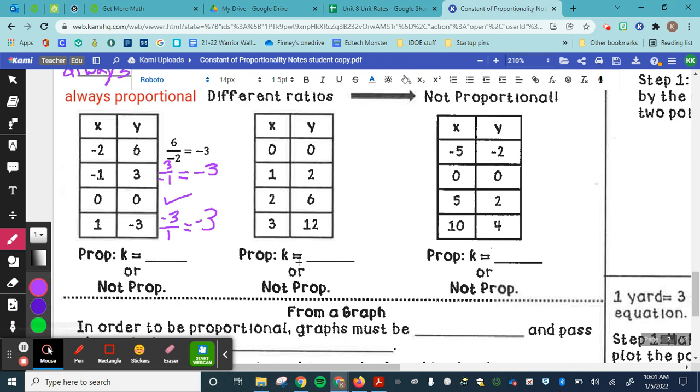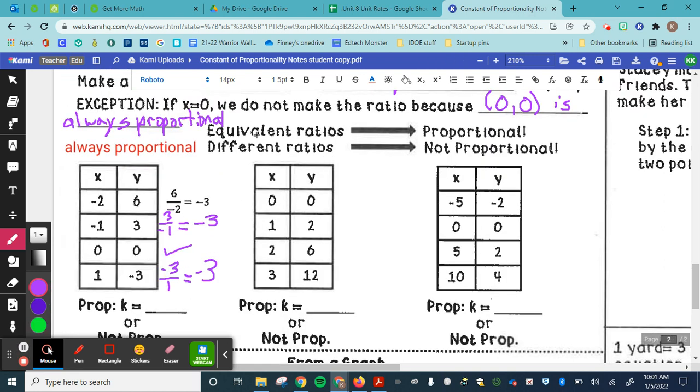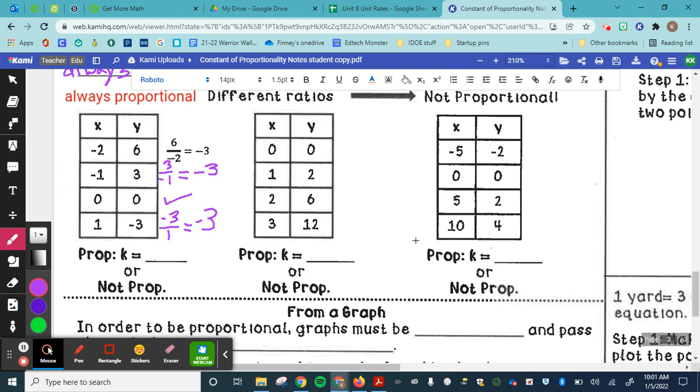I just realized that they're all equal. So if they are all equal, if they're all equivalent, then it is proportional. If any of them are different, except for 0, 0, then it is not proportional. So they all equaled -3, so our k is -3. How would you write that as an equation?